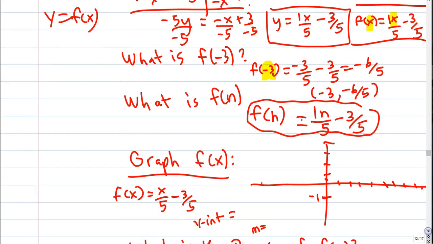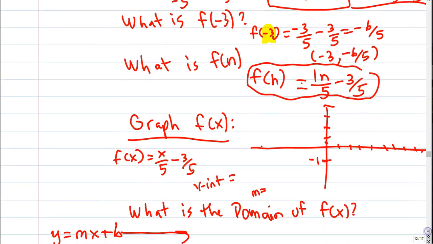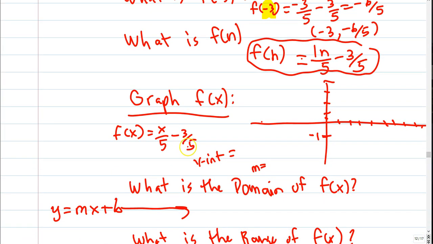What if I asked you to graph it? Well, our y-intercept is negative 3/5. Not loving that. About negative 0.6. We could approximate that. And then our slope is 1 over 5. So from there we could go up 1 over 1, 2, 3, 4, 5. And I could get a rough sketch of this function.